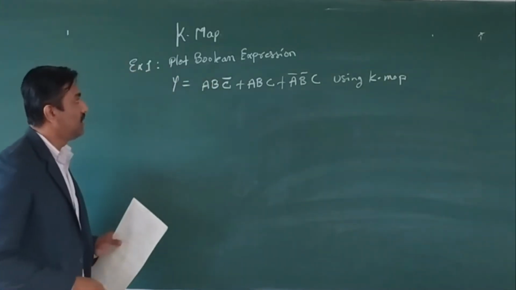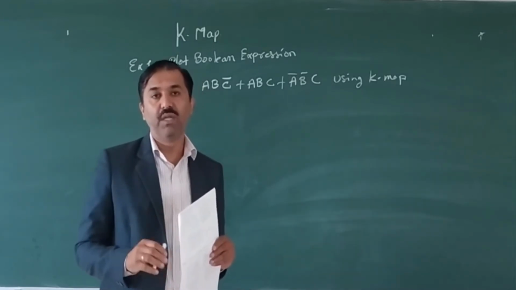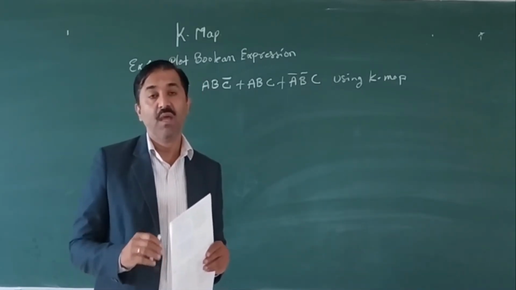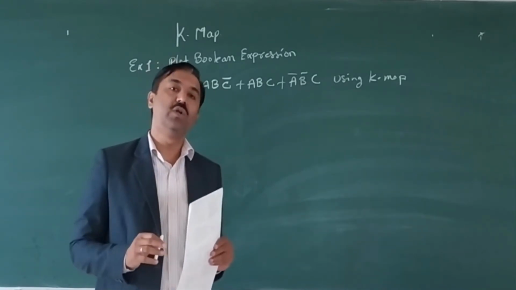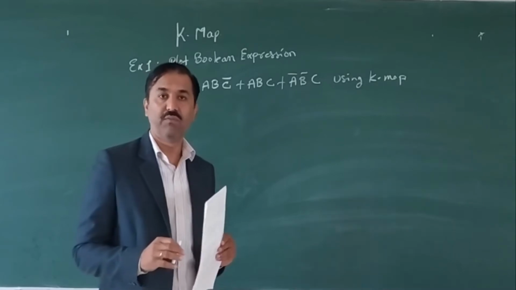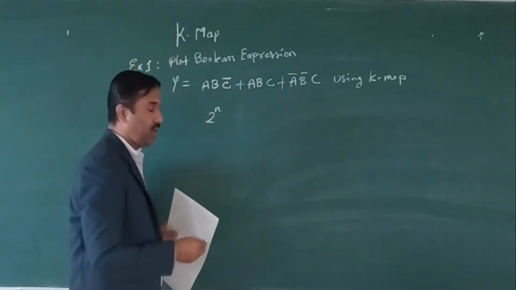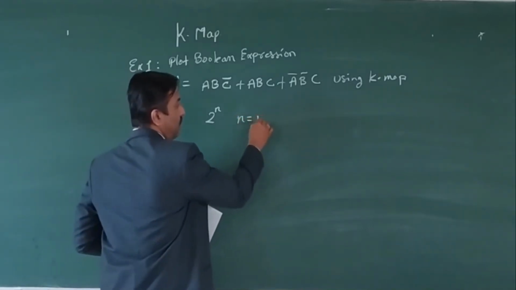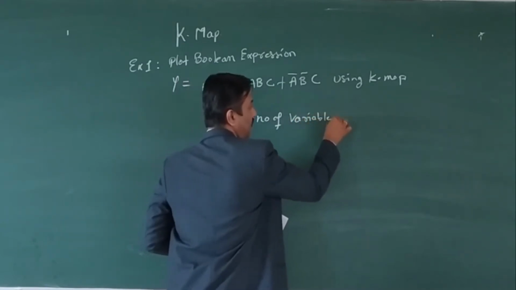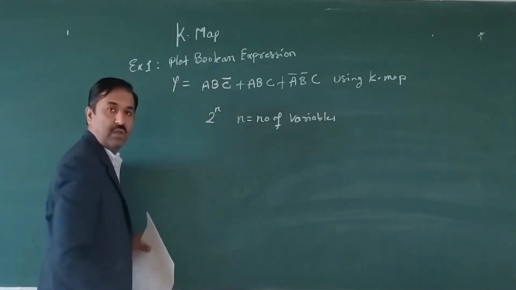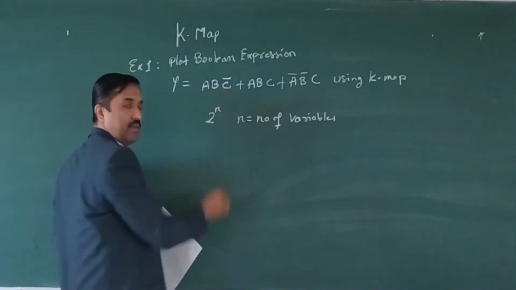If you look at this expression, what do we need to see to plot a K-map? We need to know how many variables there are. Based on these variables, we will know how many cells there will be in a K-map. The formula is 2 raised to n, where n is the number of variables. In this expression, there are 3 variables, A, B and C.